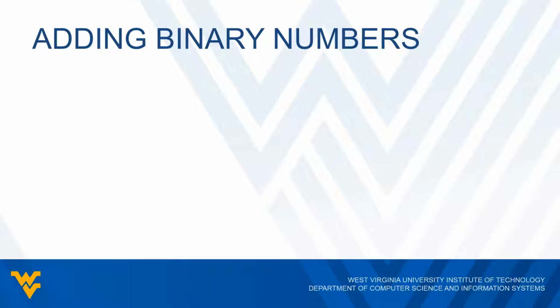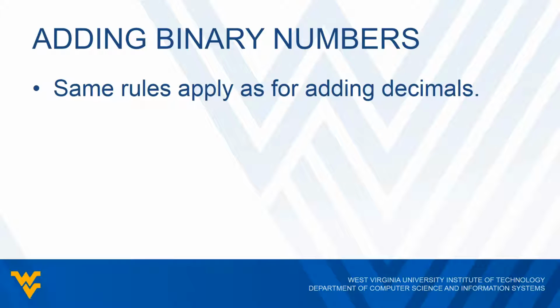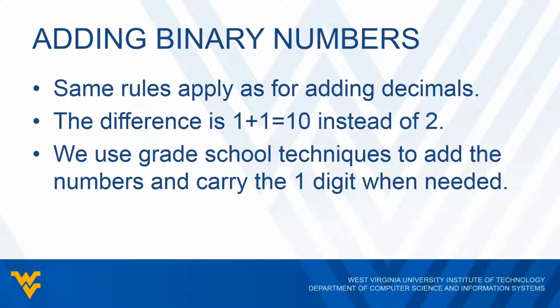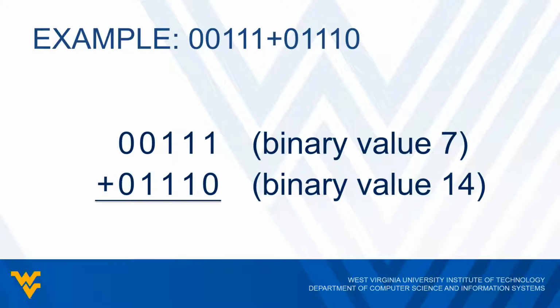Let's talk about how we would add binary numbers. We're actually going to use the same rules that we use for adding decimals. The only difference is 1 plus 1 is now 10 instead of 2, because 2 is not a valid digit in the binary system. So we're going to go old school. We're going to use grade school techniques to add the numbers, and then we're going to carry the 1 digit whenever we need to. So here's an example where we would add 00111 with 01110.